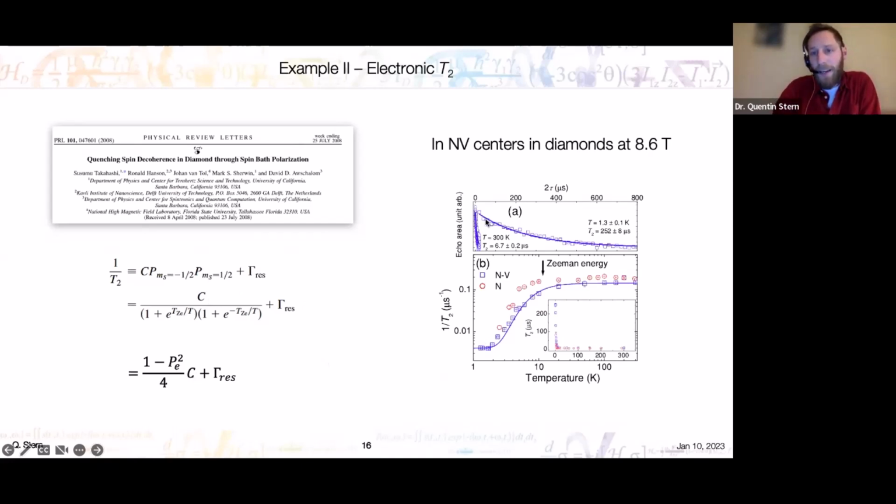And experimentally, what does it look like? They have measured the T2 at very low temperature, 1.3 Kelvin. You see this slow decay, and at room temperature, this very fast decay. And here are the rates as a function of temperature, fitted with this model, which explains the relaxation all the way from 1 Kelvin to 300 Kelvin, which is quite remarkable.